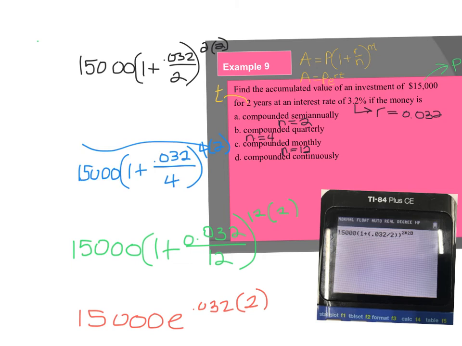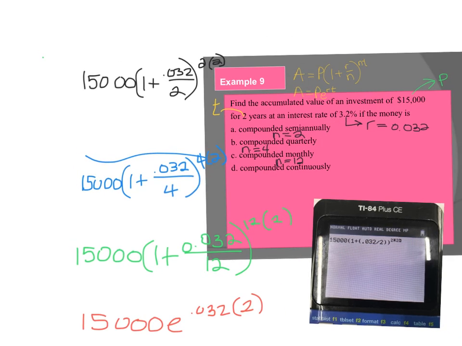Hopefully it makes sense. If you think about the fact that you started with $15,000, you're only earning 3.2%, and you're only keeping it in there for 2 years, your number should not be astronomical, okay? So this is $15,983, and we're talking about money, so we're going to round it to cents, which is 29 cents. That's the first one.